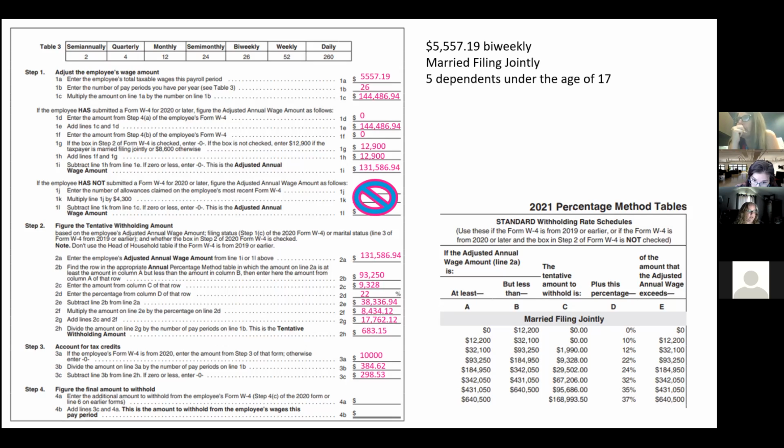The last section asks about any additional amounts that we're going to withhold. They didn't tell us about any, so we're going to assume it's 0. Therefore, the amount we're going to withhold from this person's wages is $298.53. So I helped you cheat, make sure that we get credit for you participating. So go ahead and make sure you put your answer in the chat with your name.